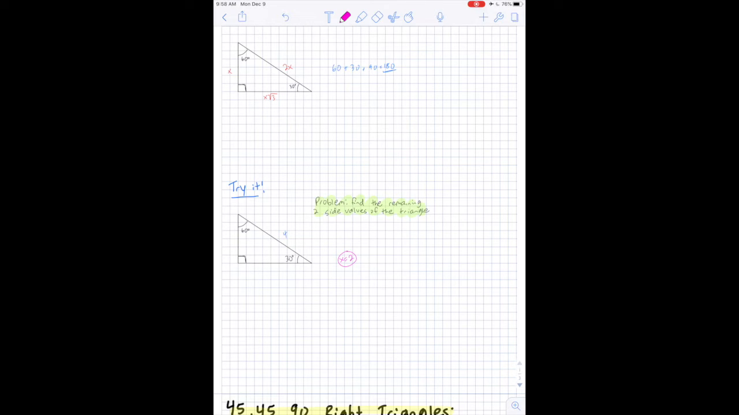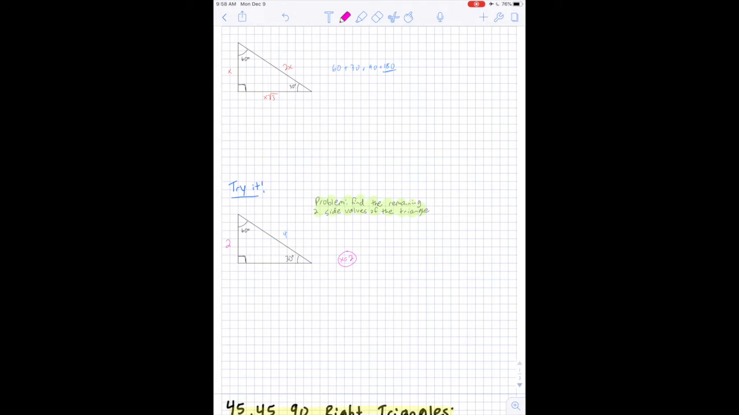What about the side here opposite the 30 degree angle? What's that value? Oh, look at that. The value opposite the 30 degree angle is x. So all we have to do is say, oh, well, x is 2. Look at that. Put in a 2.